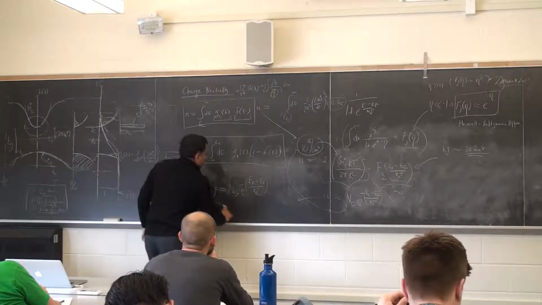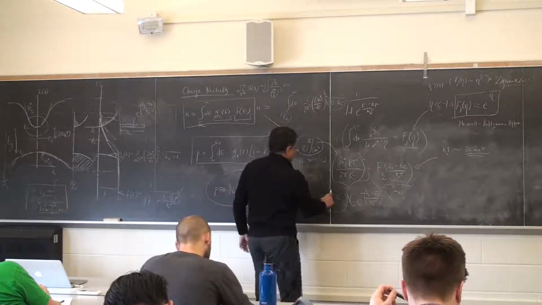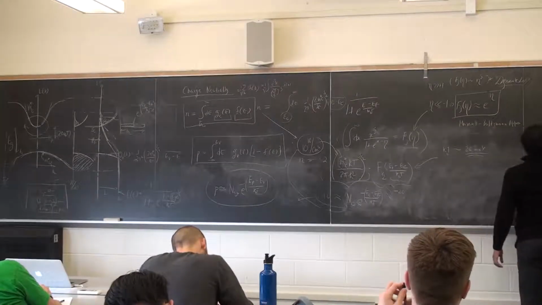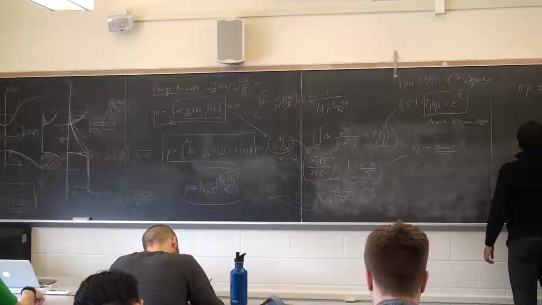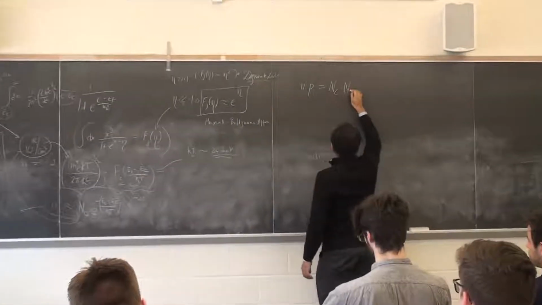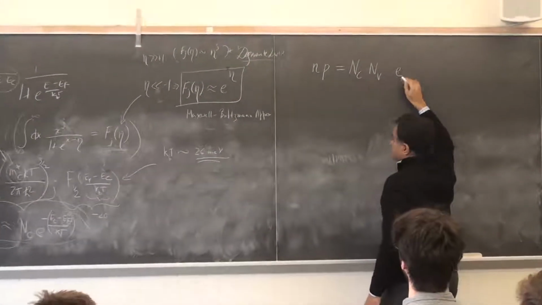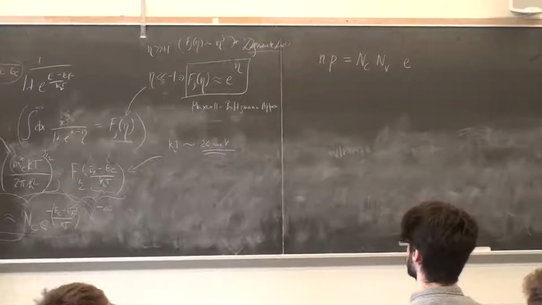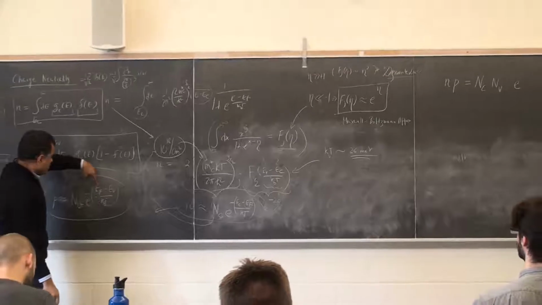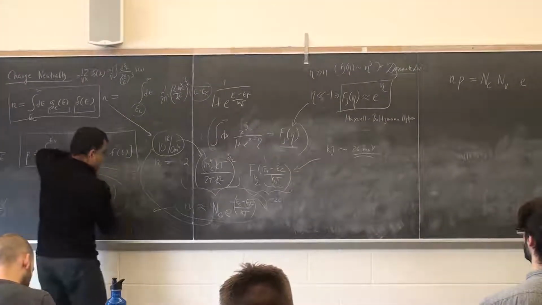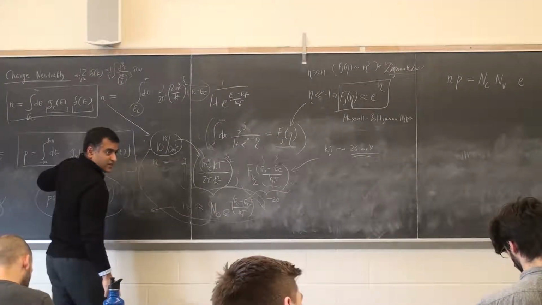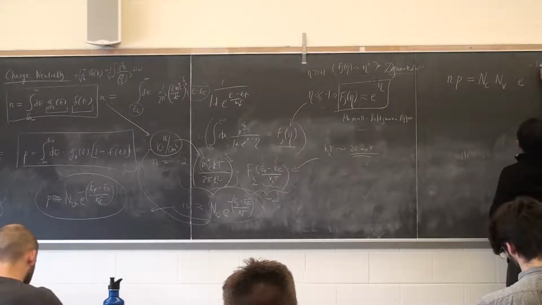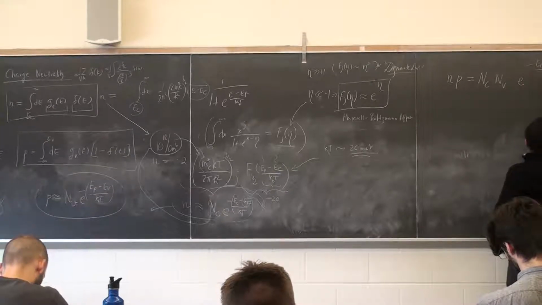Now with these two expressions, I can take the two and find the product, n times p, and what you will get then is NC times NV, times the exponential of this plus that. Let's see, this plus that means my Fermi levels will cancel out, minus EF and plus EF, and I'll get minus EC minus EV over kT.